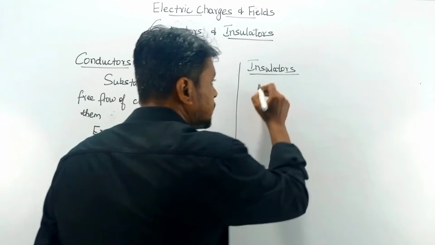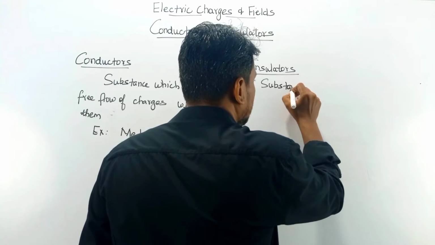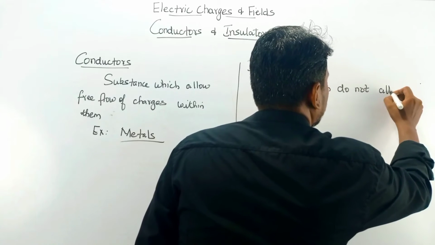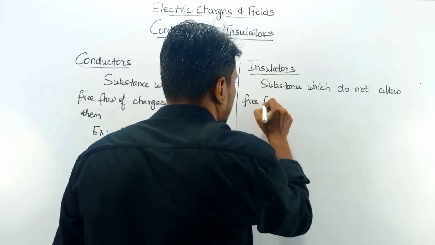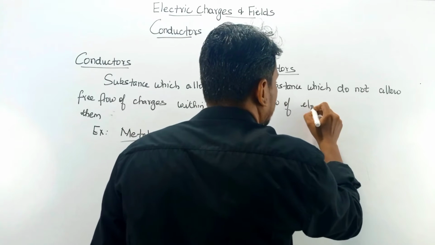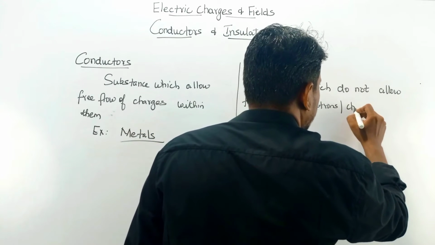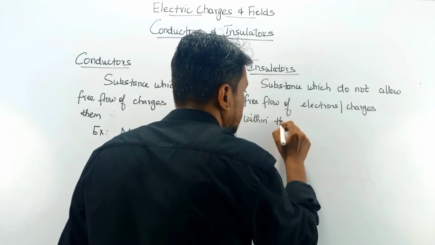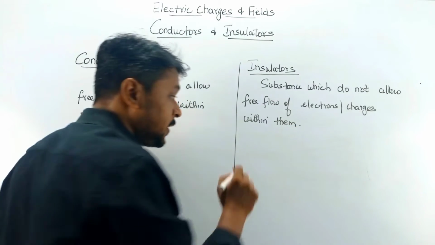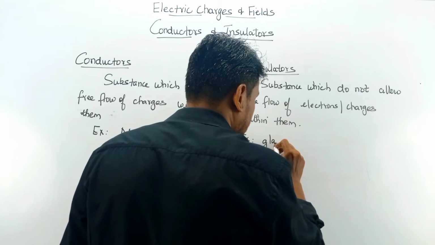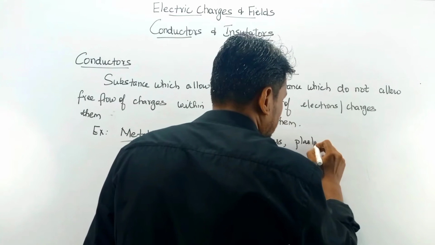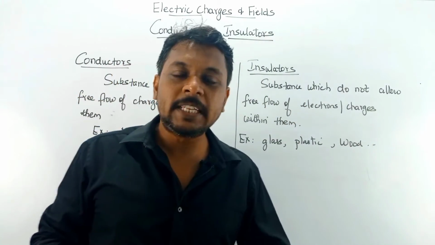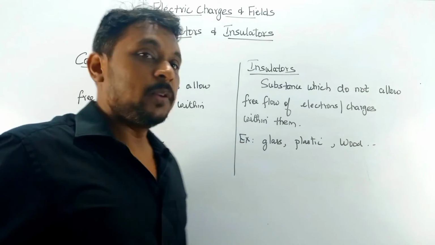So what are insulators? The substances which do not allow free flow of electrons or charges within them. They are called insulators. For example, we could say glass, plastic and wood. We have many examples. So this is the definition of conductors and insulators.